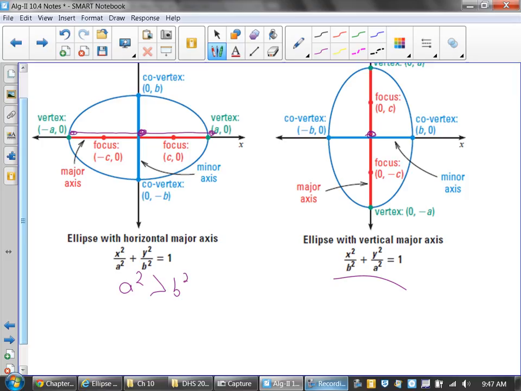So again, if you're switching things going up and down, all these values just flip-flop. And when we do an example here, you'll see how very, very easy it is to work with these. The vertex, if it's stretched up and down, is now going to be at (0, a) and (0, negative a). Your co-vertex is (b, 0) and (negative b, 0). And then your focus, since it's stretched up and down, shares the same x value.